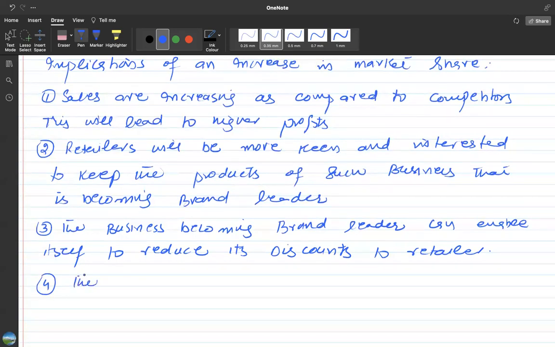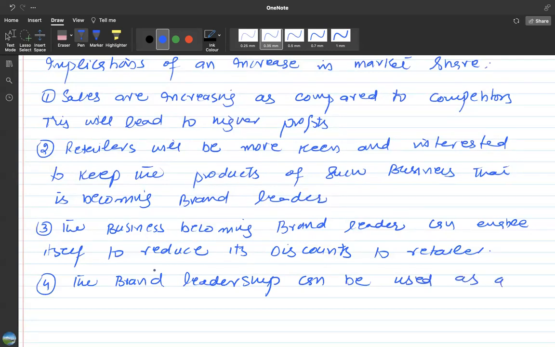The brand leadership can be used as a source of advertisement, because consumers usually like to buy products that belong to a larger brand or larger brand family. As an advertisement tool.